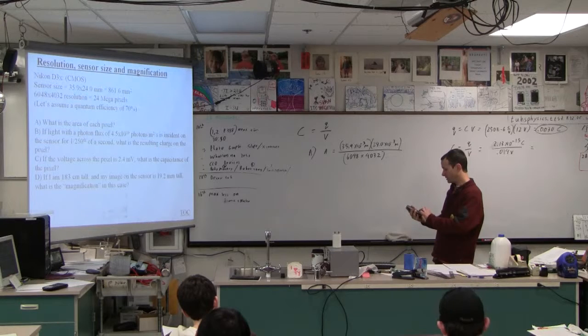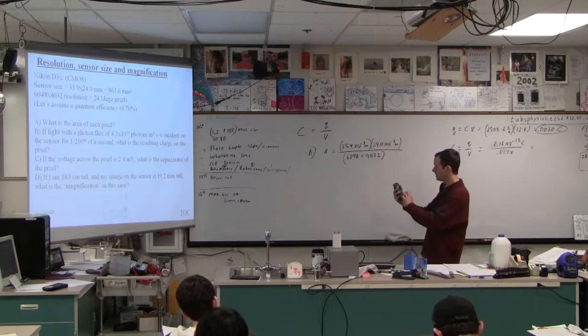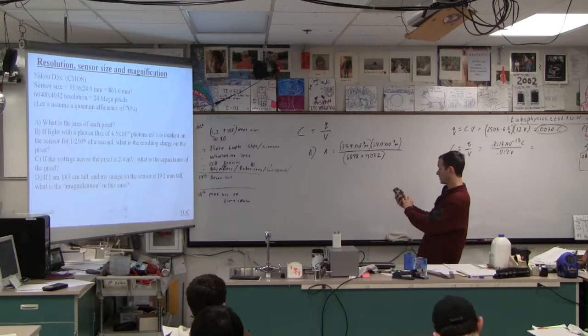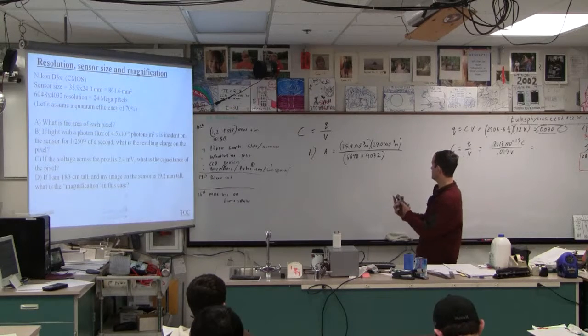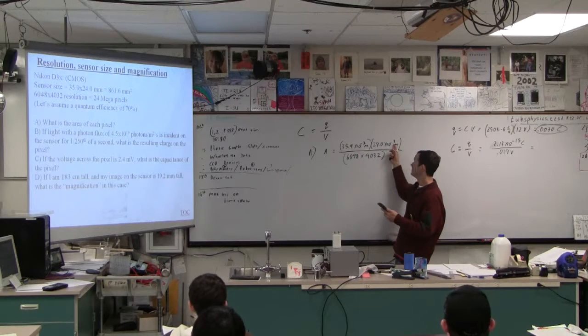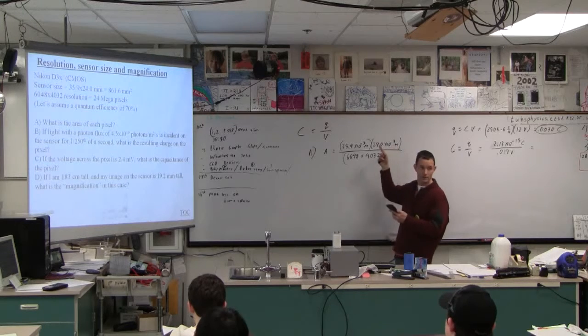35.9 e minus 3 times 24 e minus 3, divided by parentheses 6,048. That's a lot of pixels. Where did the negative 3 come from? I'm turning millimeters into scientific notation. I mean the other one, in the 24. Same thing, they're millimeters.